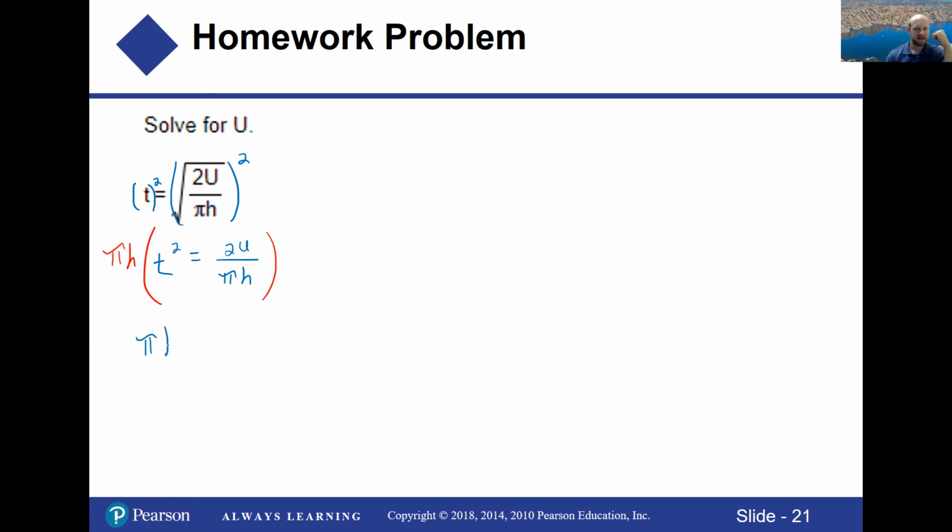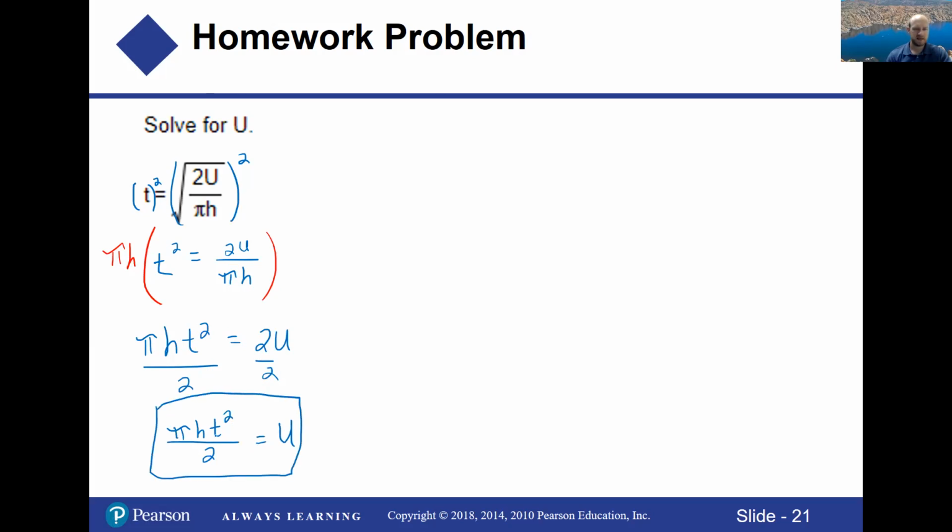So I have pi times h times t squared, right? When I distribute it on the left and then distribute it over here on the right, it's just going to cancel out that pi h on the bottom. So I have 2u left over on the right side. And then I'm solving for u, so I go ahead and divide everything by 2. So I have pi times h times t squared all over 2 equals 2 divided by 2, that cancels, that equals u. So u equals pi times h times t squared all over 2.